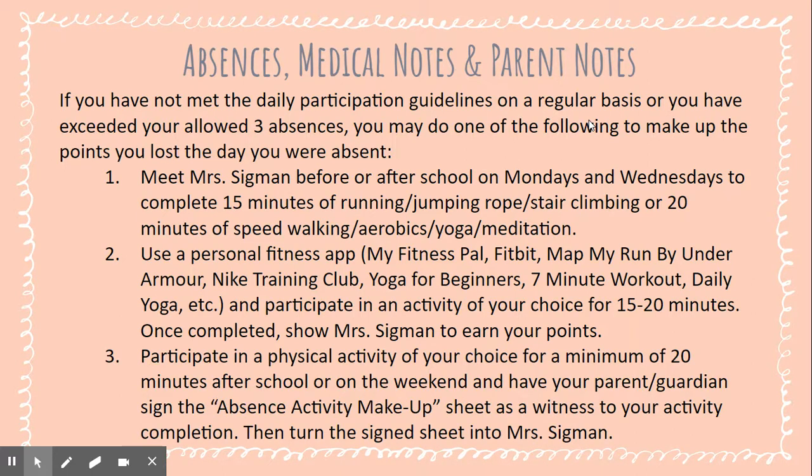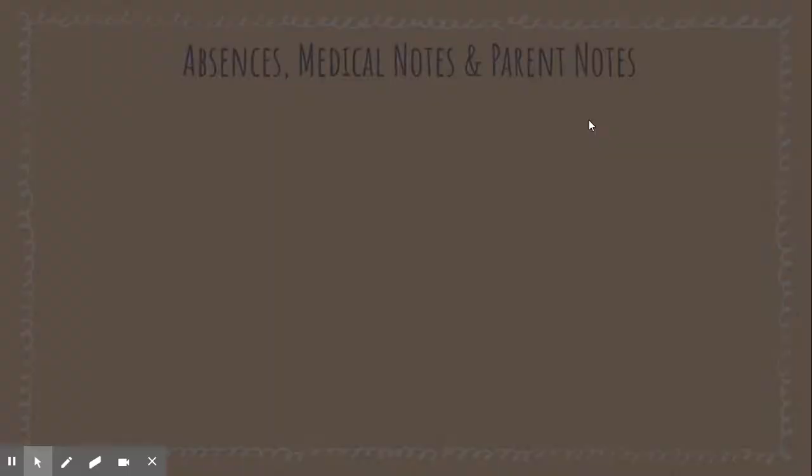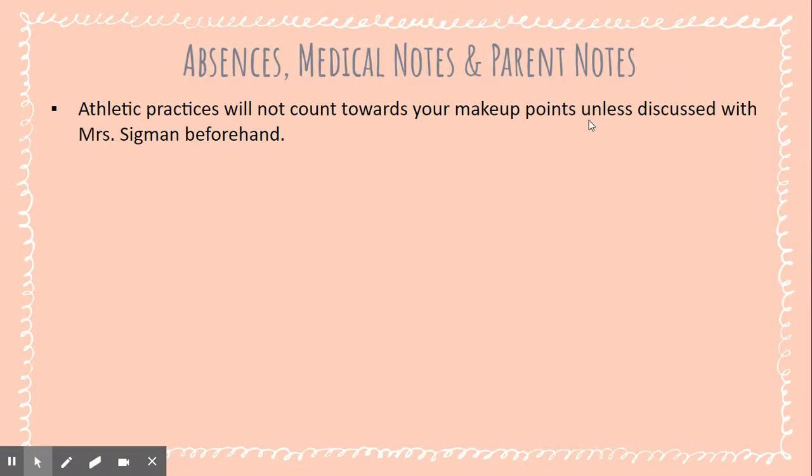And then the last one is to participate in a physical activity of your choice for a minimum of 20 minutes after school or on the weekend, and then have your parent or guardian sign the absence activity makeup sheet as a witness to your activity completion. You will then turn that sheet in to me. Athletic practices will not count towards your makeup points unless you discuss that with me and your coach beforehand.